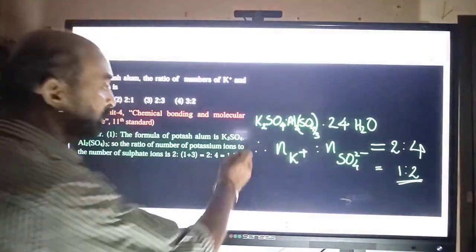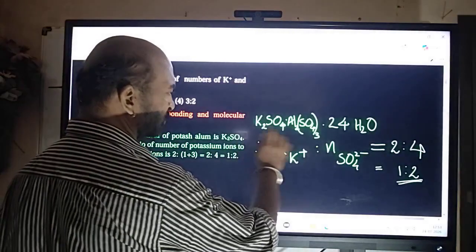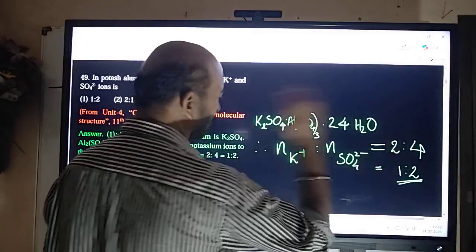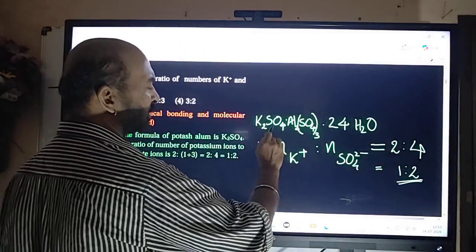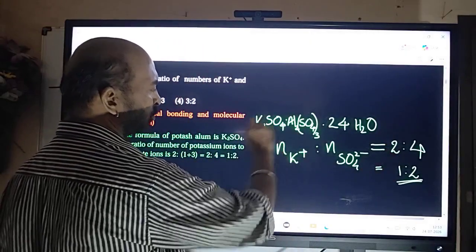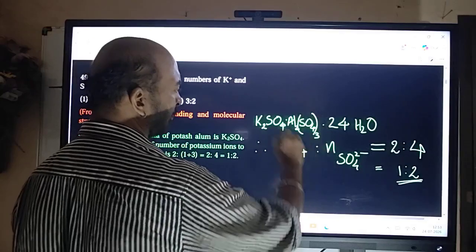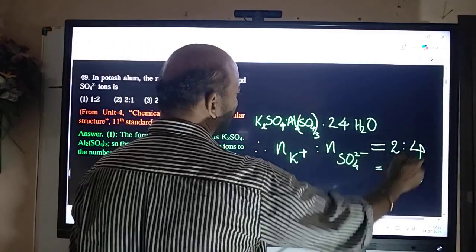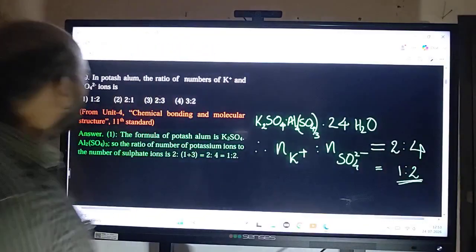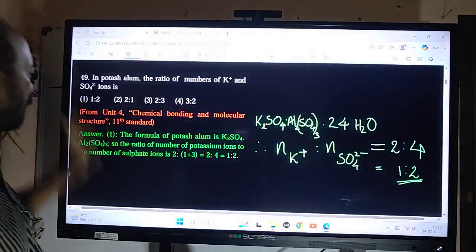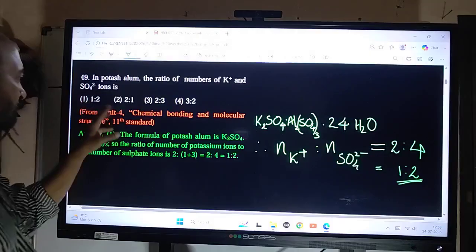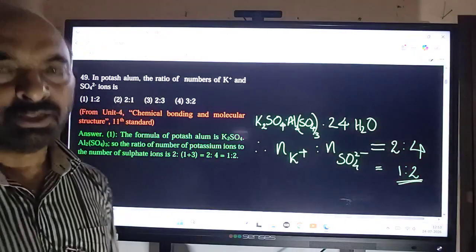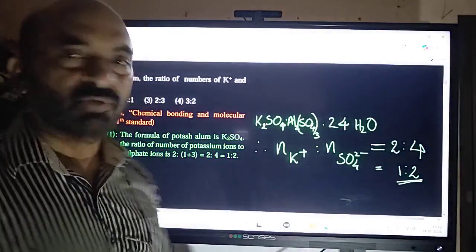And simply take the ratio of the number of potassium ions and number of sulfate ions. K2, so there are 2 K plus. And how many sulfates are there? 1 sulfate in the K2SO4 part and 3 sulfates in the aluminum sulfate part, making a total of 4. So 2:4 means 1:2. So our answer for the question is 1:2. The order is also important. It's not 2:1, it is 1:2, which is answer 1.